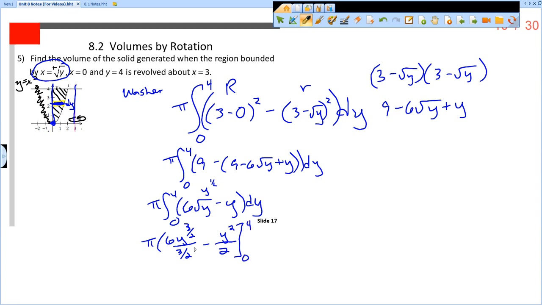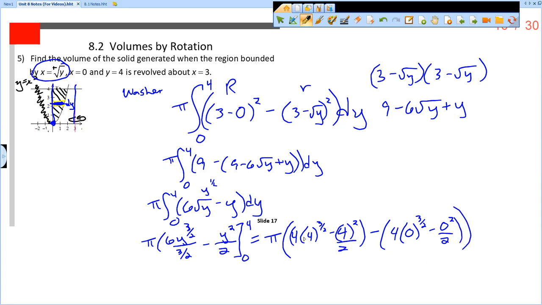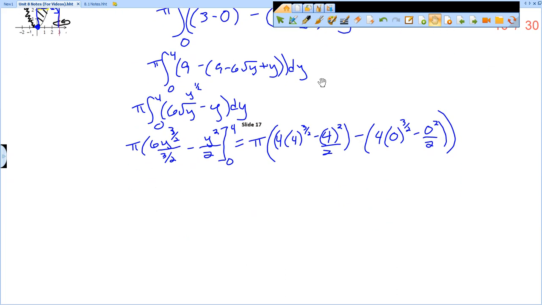Now, keep in mind, you've got this pi that does need to be multiplied by everything. So now I've got the pi here, and then I'm going to use some parentheses. All right, so 6 divided by 3/2 is like 6 times 2/3, which is actually just 4, right? So now I have 4 times 4 to the 3/2 minus this y squared over 2, so it's going to be 4 squared over 2, right? Okay, so now I have that. That's the first part. Then I have minus 4 times 0 to the 3/2 minus 0 squared over 2. And then all of that has the pi multiplied on the outside.